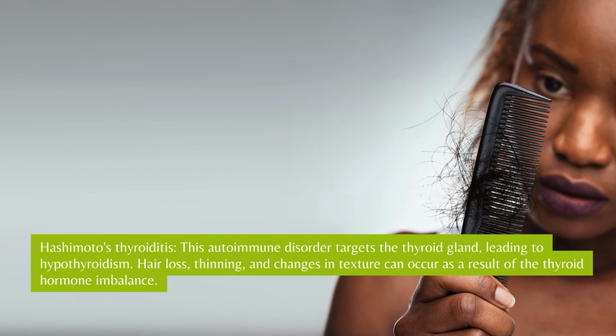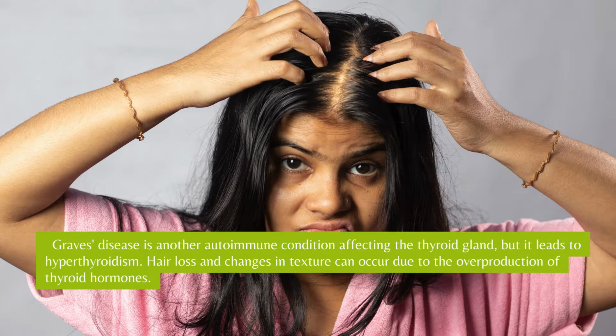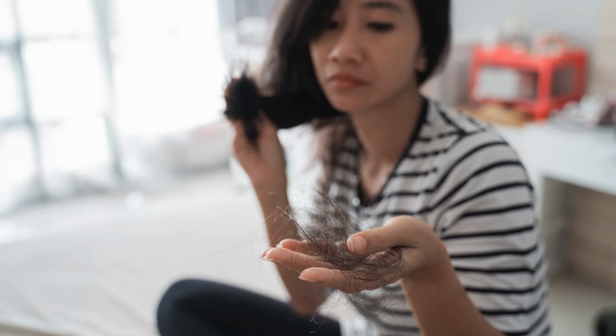Hashimoto's thyroiditis: this autoimmune disorder targets the thyroid gland, leading to hypothyroidism. Hair loss, thinning, and changes in texture can occur as a result of the thyroid hormone imbalance. Graves' disease is another autoimmune condition affecting the thyroid gland, but it leads to hyperthyroidism. Hair loss and changes in texture can occur due to the overproduction of thyroid hormones.